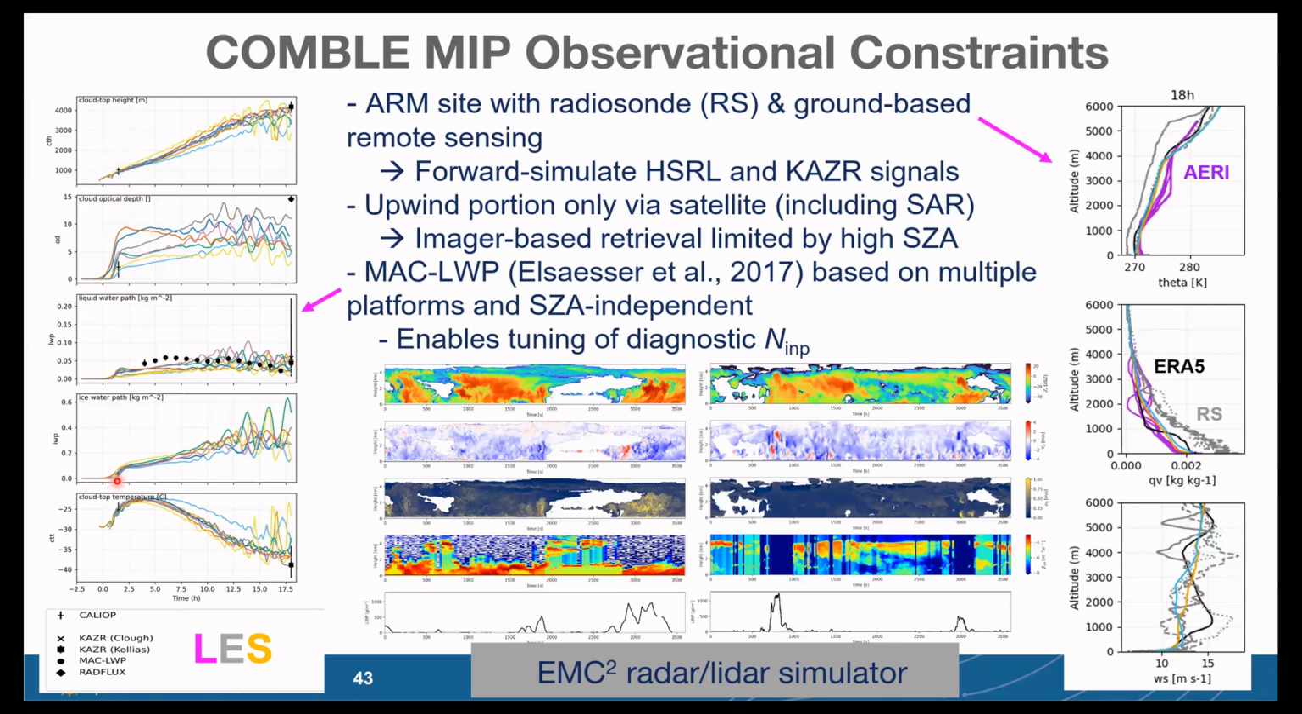So we have to really rely on satellite quite a bit. We have mostly measurements at the beginning from CALIOP of cloud top height, ice water path, and cloud top temp. And then what's really nice is we have this MAC liquid water path product that kind of has a constraint for liquid water path across the entire trajectory.